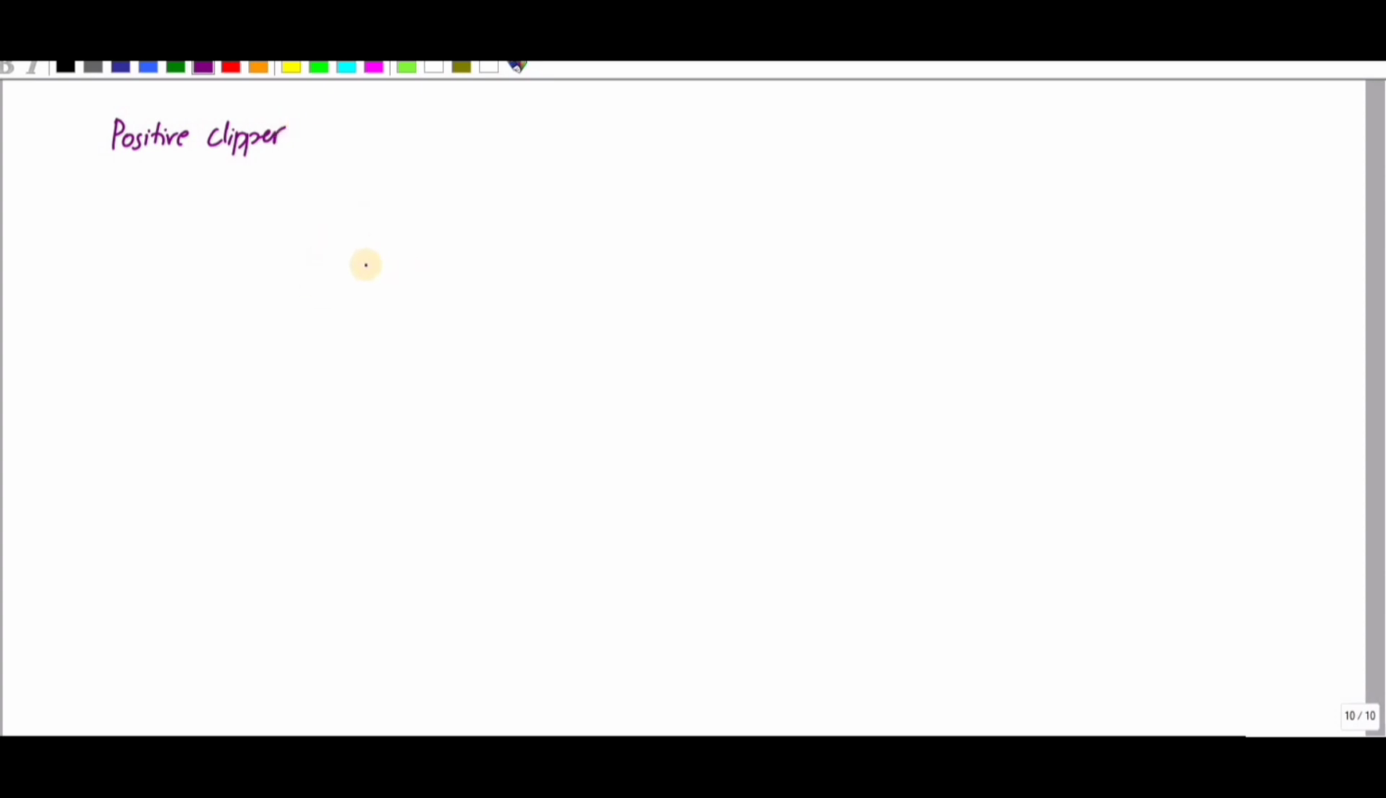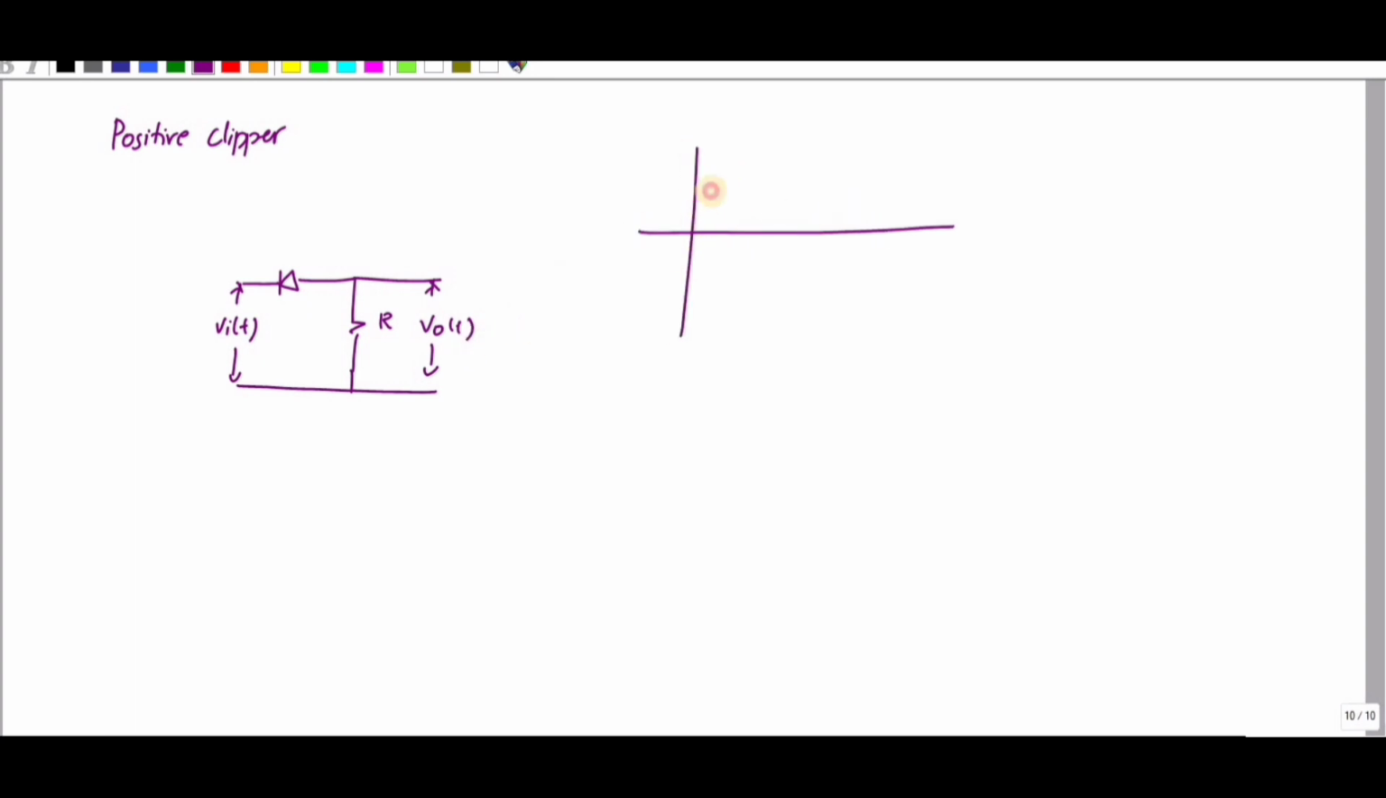The circuit has one diode followed by a resistor, and this is your output V0(t), and this is your input signal Vi(t). Consider Vi(t) to be a sine wave, which varies from minus Vm to Vm. And this is your time period.